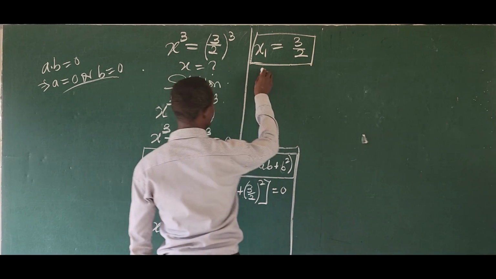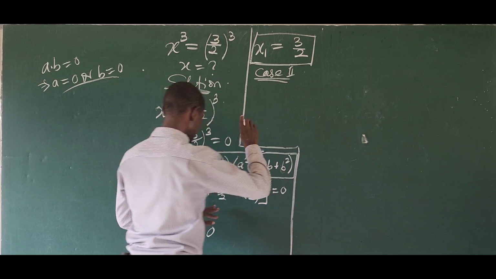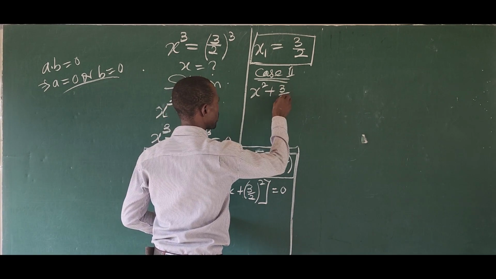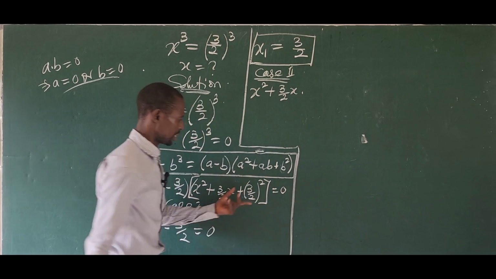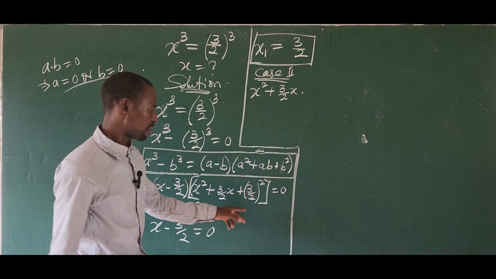So we're going to have this to be our case 2. So we have our case 2. Our case 2 is x to the power of 2, then plus (3/2)x, then plus... we can write this out or simplify this to give us 9/4.